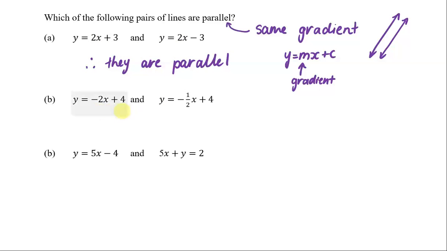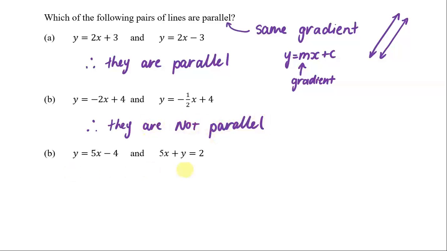y equals negative 2x plus 4 and y equals negative half x plus 4. Now these two lines have the same y-intercept, but they don't have the same gradient. Negative 2 is not the same as negative half. So because they don't have the same gradient, they are not parallel lines. Therefore, they are not parallel.